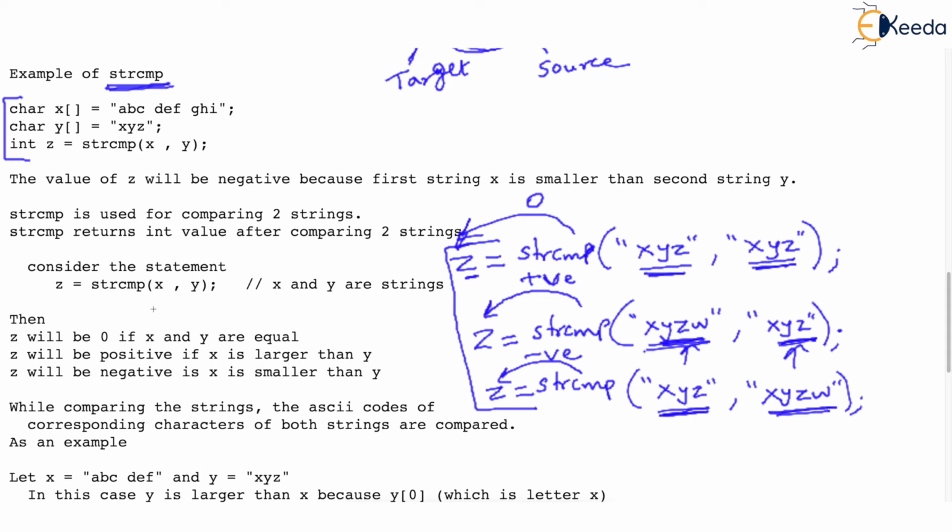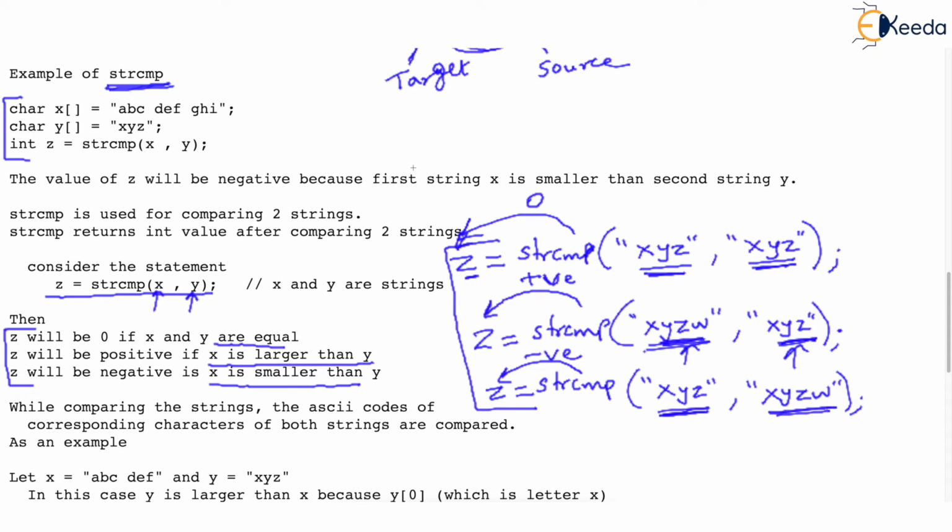Just check. This is what I have written over here. If this is the statement, look, x and y are the two strings that we are comparing. And what will happen if strcmp finds that x is exactly equal to y? x and y are equal, then z will be 0. What if x is larger than y? That is, the first string is larger than the second string. Then z will be positive. Otherwise, z will be negative. These are the three cases in which strcmp works.